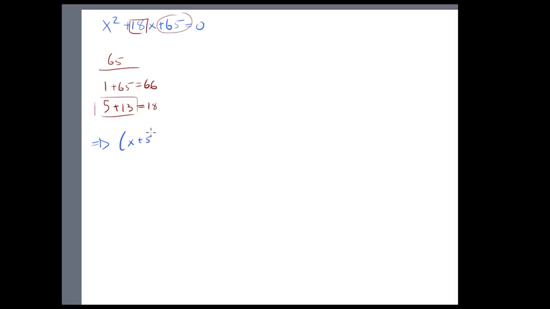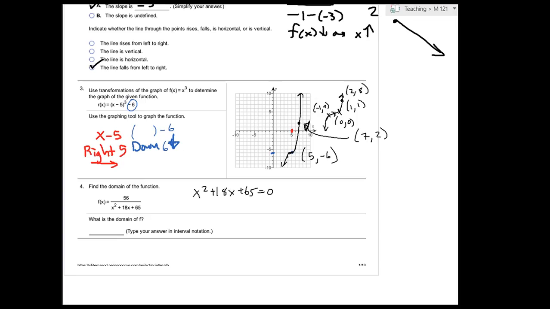(x + 5)(x + 13) = 0. Great. So x is going to be equal to negative 5, negative 13. Now in the context of our problem, this means that x cannot be negative 5 or negative 13. So what's our domain?